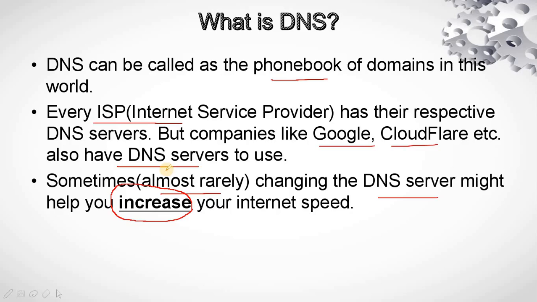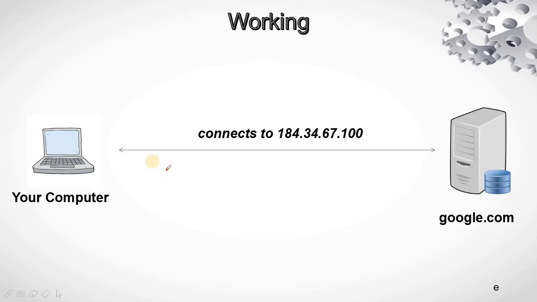Now let's have a look at how this DNS server works. Let's say you are operating this computer. You might be sitting in your home, or in a cafe, for example, anywhere. It happens with your mobile phone as well. You opened up your browser, let's say Chrome or Firefox, and in the URL section, you typed in google.com.